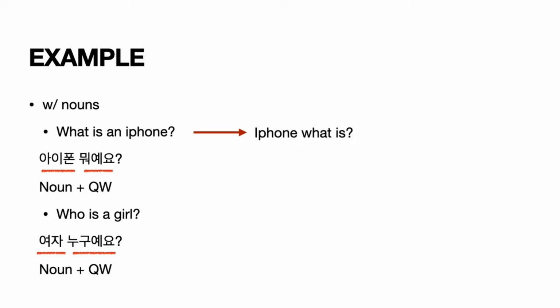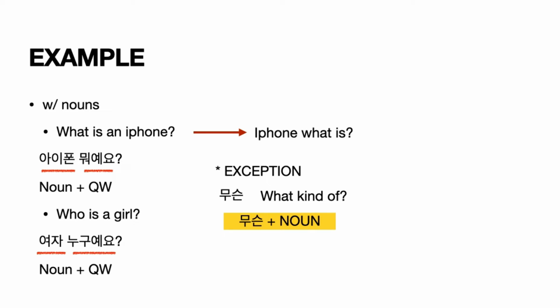We have one more topic to discuss, and I forgot to press the record button on my camera, so this is just going to be an audio and the slideshow. But we do have one exception when it comes to the placement of a question word when asking about a noun, and that is for the question word 무슨, or what kind of. When you're using the question word 무슨, it actually is placed before the noun.